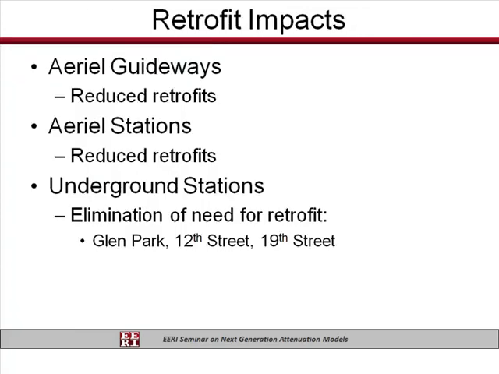So in going through the 22 stations that Norm and I looked at, some of the conclusions that BART came to is that they were able to reduce the retrofit demands for the aerial guideways, the aerial stations, and the underground stations. And in particular, for the underground stations, they were able to remove any need for retrofit for 3 stations, the Glen Park station that I mentioned, the 12th Street station, and the 19th Street station, which are both located in downtown Oakland. And in general, BART is able to realize a savings of about $800,000 in their retrofit program from the 2002 study using these new NGA results.